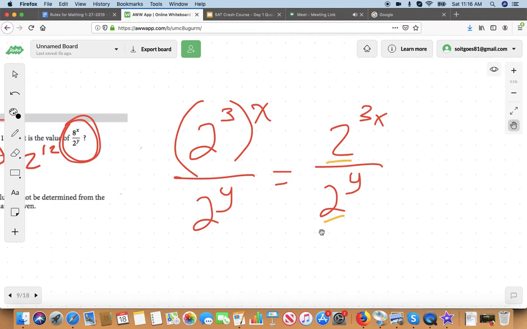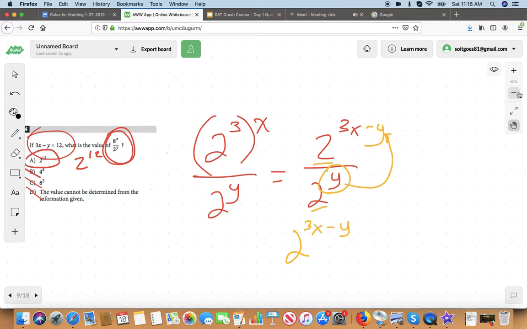We have a like base in 2. We can take the y from the denominator, bring it up to the numerator, and subtract it. So we get 2 to the power of 3x minus y. And we're very close to finding the answer here.